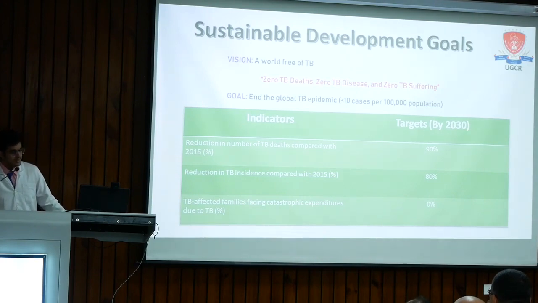The indicators that they have decided on, which have to be achieved by the year 2030, are reducing the number of TB deaths compared with the 2015 percentage by 90%, reducing the incidence of TB compared to the 2015 percentage by 80%, and reducing the amount of TB affected families that are facing catastrophic expenditures to 0%.